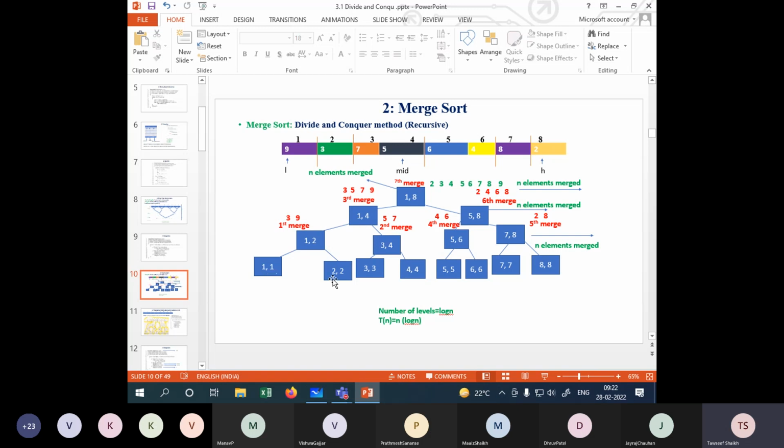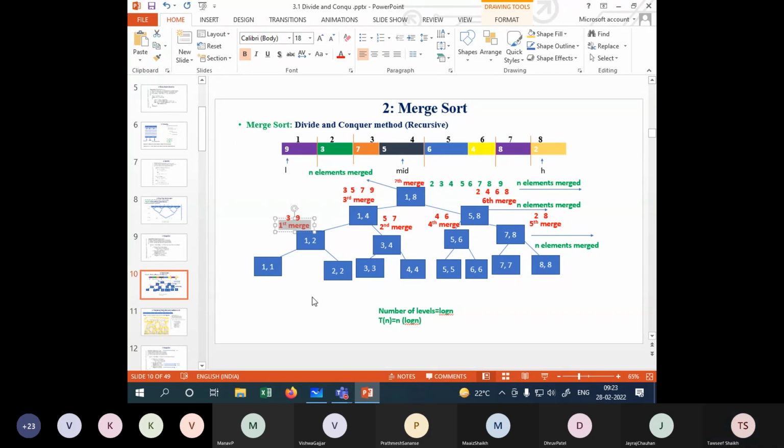So this 1 and 2, the element at location 1 and the element at location 2, those will be evaluated with each other. And whatever is smaller, that will be brought. So in these 2, 3 and 9, 3 will be kept first and then the 9 will be kept at the second stage. This will be the first merging.